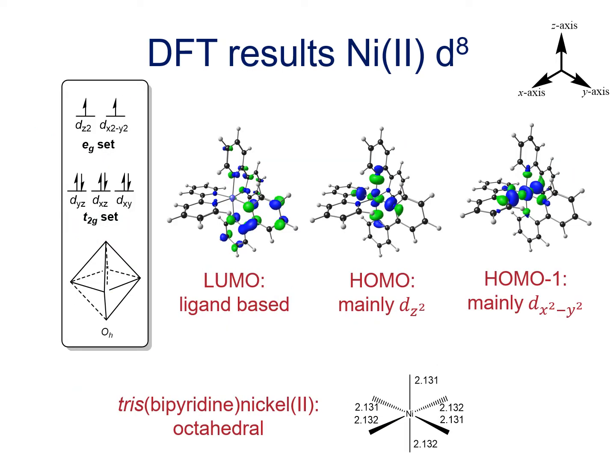The DFT results for nickel 2+: we found that the optimized structure for nickel 2+ is octahedral with nickel to nitrogen bond lengths all equal. The d8 species has two half-filled orbitals on the eg set. As seen on the molecular orbitals, both the HOMO and the HOMO-1 are mostly on the nickel with some anti-bonding to nitrogen p orbital. The LUMO is mainly on one of the bipyridine ligands.